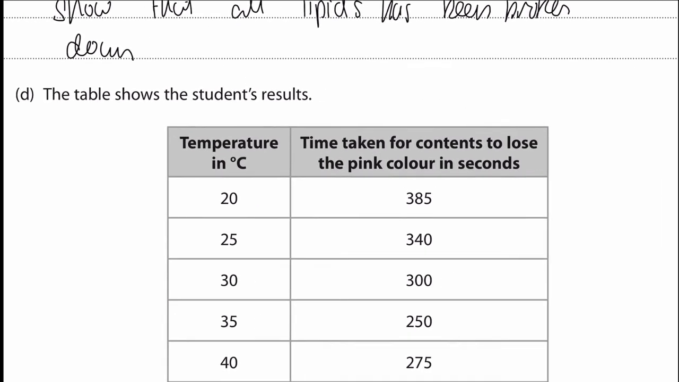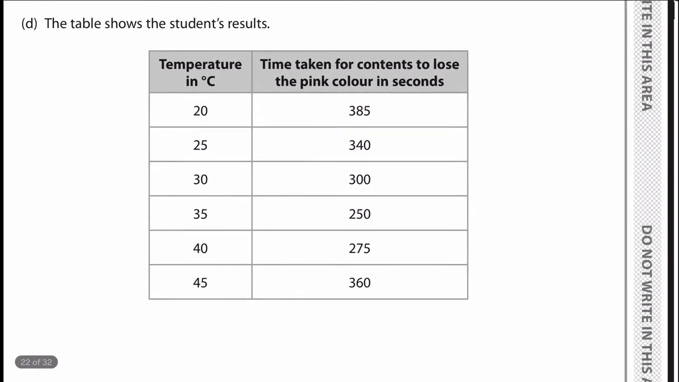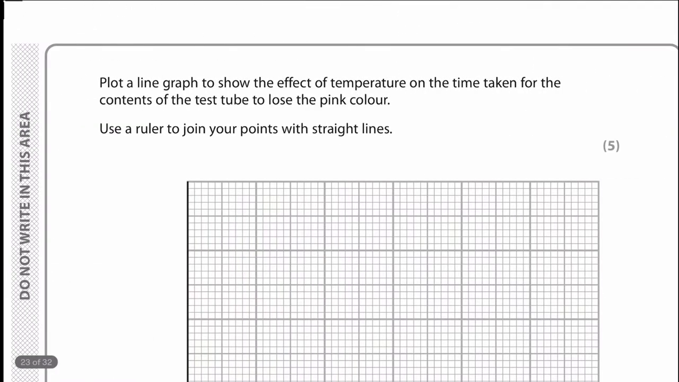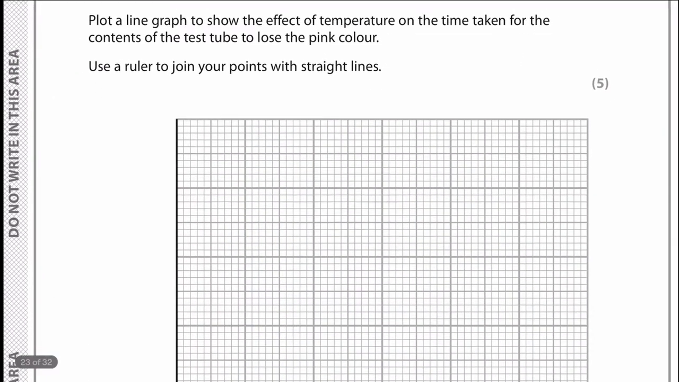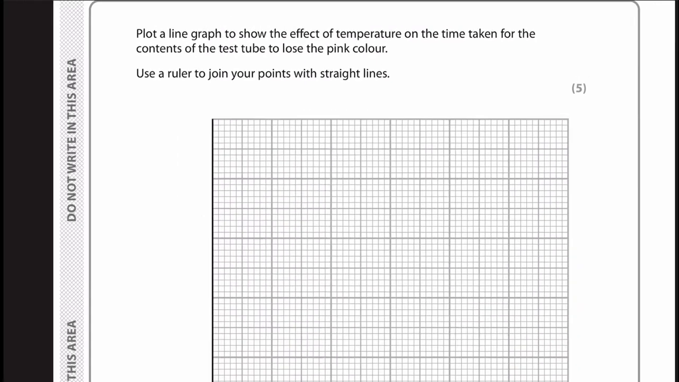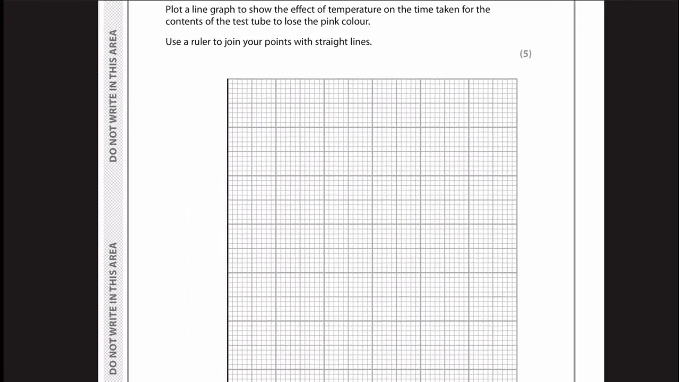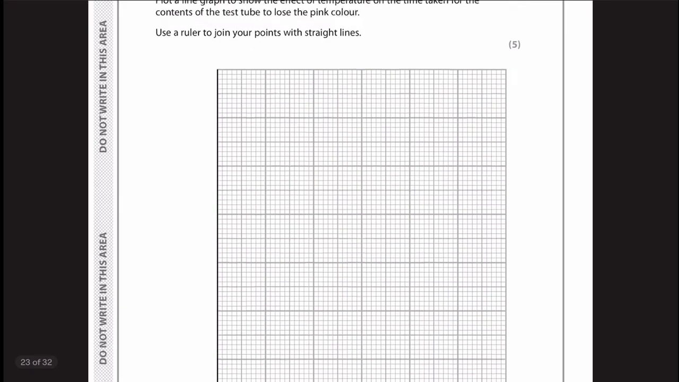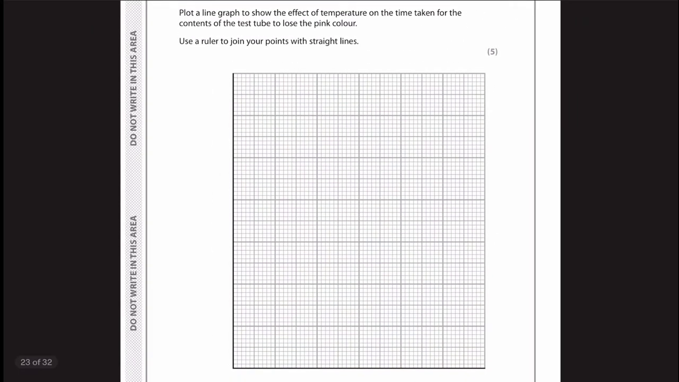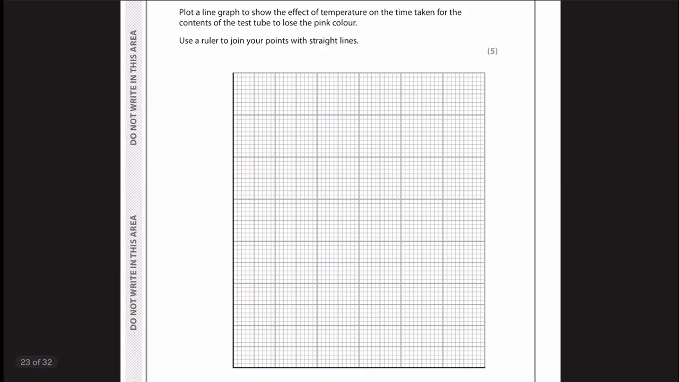Okay, the table shows the results. We have temperatures and the time taken. Plot a line graph to show the effect of temperature on the time taken. Use a ruler to join your points with straight lines. Now, I'm going to leave this question here like that. It's quite difficult for me to draw a line graph right now because, yeah.